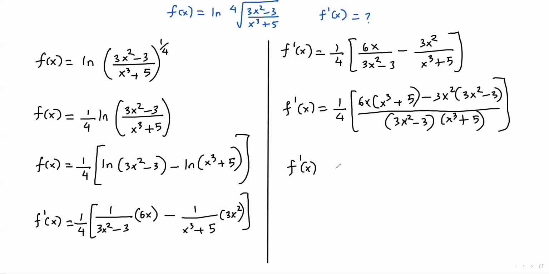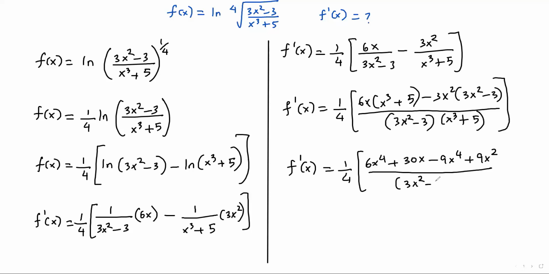Okay, f prime of x is equal to 1/4 of. I can distribute this 6x to both terms. When I do so, I'll be getting 6x⁴ + 30x. And I distribute the −3x² to both terms. When I do so, I'll be getting −9x⁴ + 9x², over (3x² − 3) times (x³ + 5).